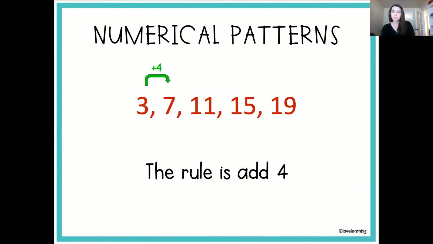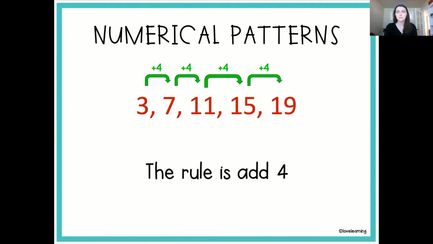When we figured that out, it was just like I said. 3 plus 4 is 7. And then I'm going to try the same rule again. 7 plus 4, that's 11. It works. And then 11 plus 4 is 15. So the pattern keeps going. And then 15 plus 4 gets us 19. The pattern works. The rule is then to add 4 every time.